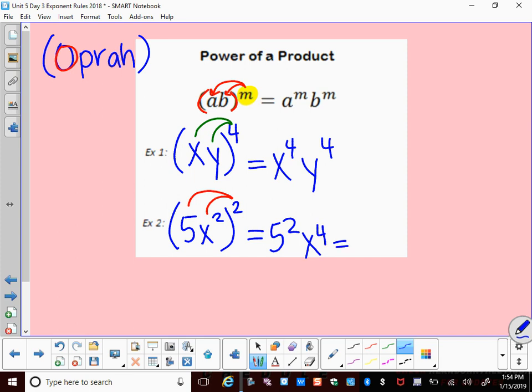We're almost done, not quite. I need to simplify. What's 5 squared? 25, and then I just bring over my x to the 4. That is my answer. So we actually did 2 different rules in that one problem. We had power to a power, and then we had to distribute our exponent to everything. Any questions there? All right, grab your packets.